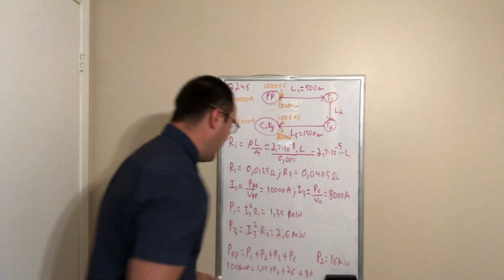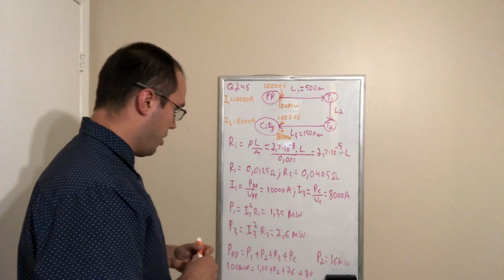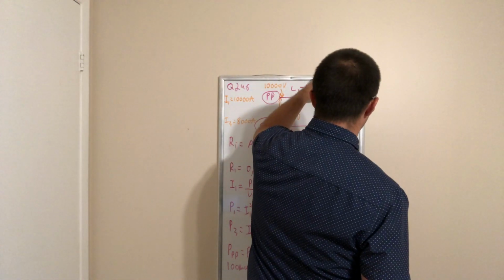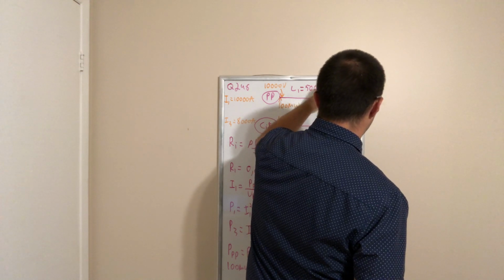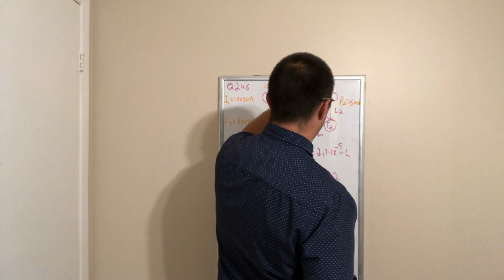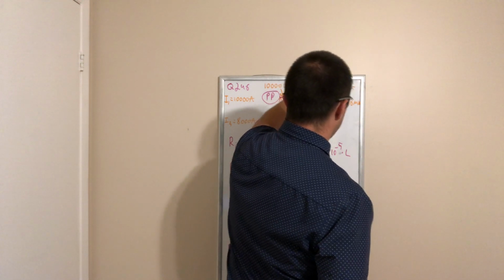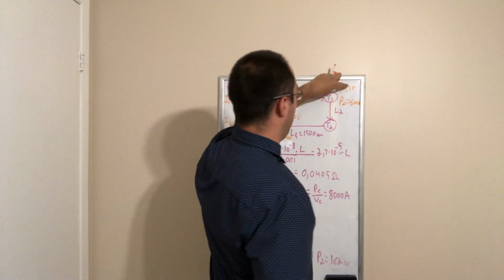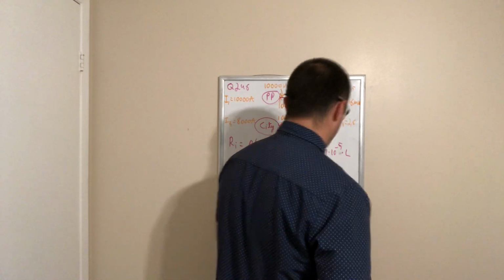All right, so these might be useful. Let's write them down. P2 especially, we will need that one. So P2 is equal to 16 megawatt. So this is the power loss. P1 is equal to 1.35. Just because I'm running out of space, I'm going to omit the unit. P3 is equal to 2.6.